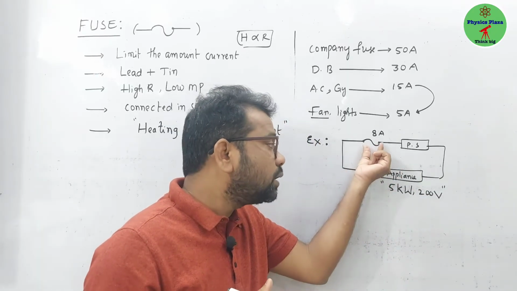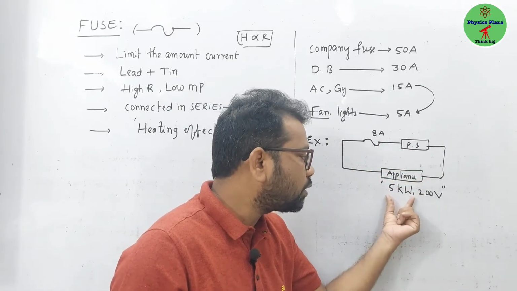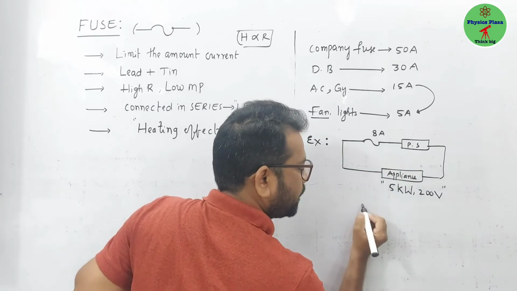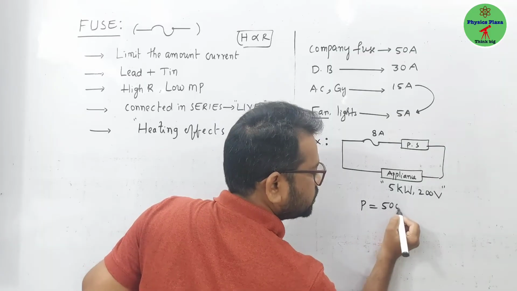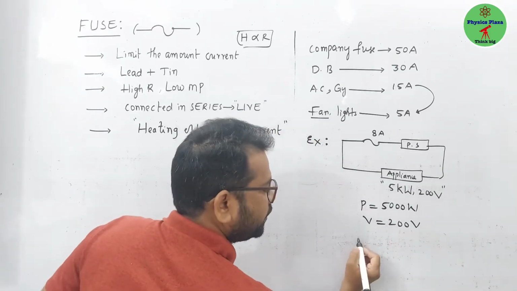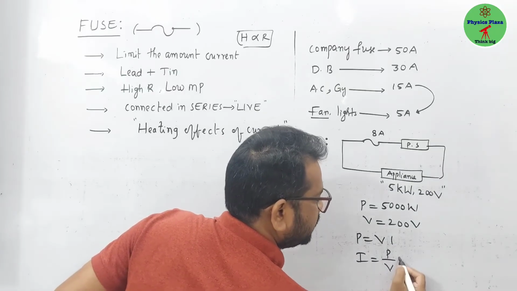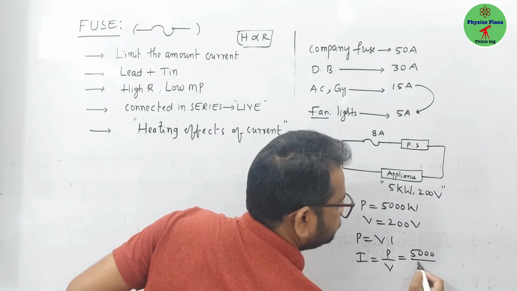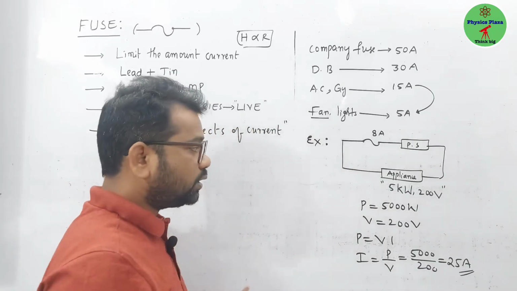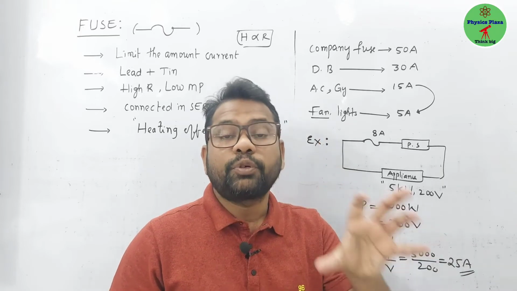Can we connect this fuse in this circuit, where we are using an electric appliance with 5 kilowatt power and a 200 volt supply? Let us check that. Here power is given as 5 kilowatt, that is 5000 watt, and the voltage is given as 200 V. Now children, we know that P = VI, so I = P/V. That is 5000/200, which equals 25 ampere current, which means this electric appliance can draw 25 amperes current.